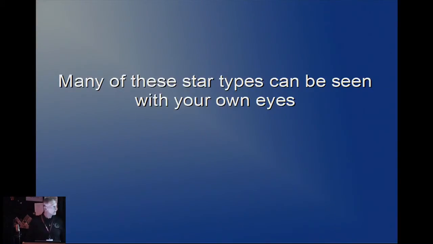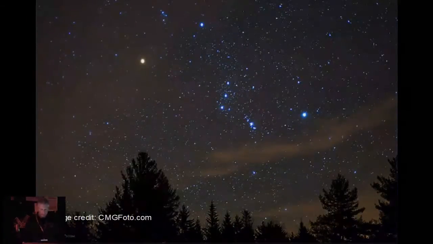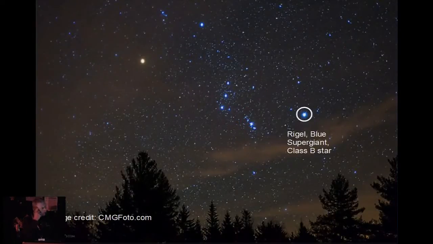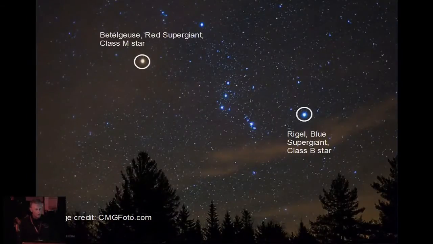And you don't need a telescope to see a lot of these. You can see them with your own eyes. This is Orion. Probably everybody recognizes the belt of Orion. This is his sword. Orion has Rigel, which is a blue supergiant, class B star. Remember the classes O, B, A. There is Betelgeuse, which is a red supergiant, class M star. And there's Mintaka, which is actually a system of stars. And that's also a supergiant, class O, so O is the hottest one.